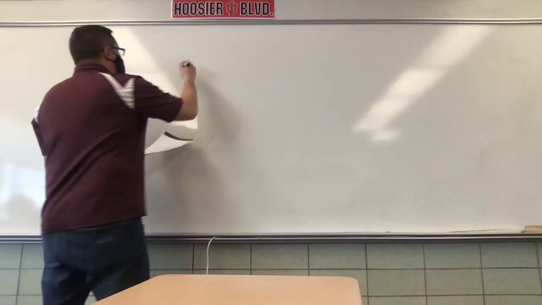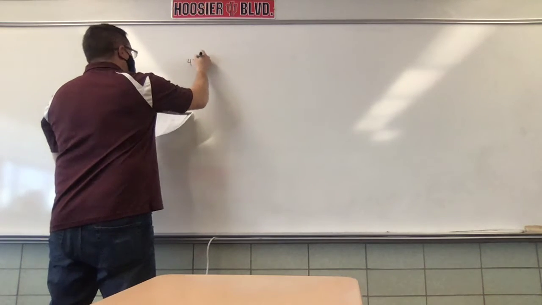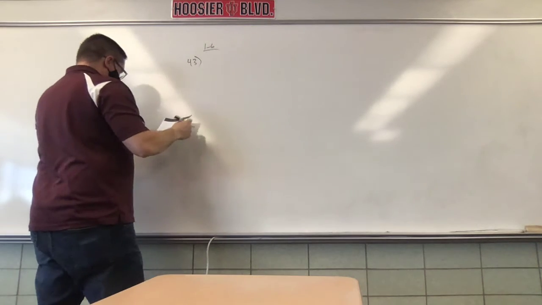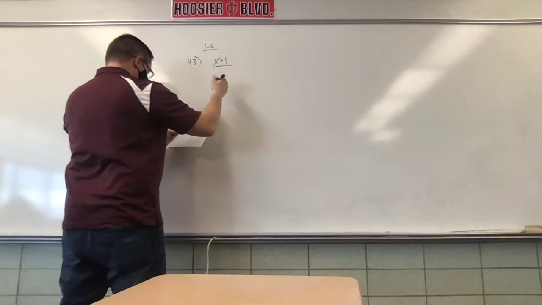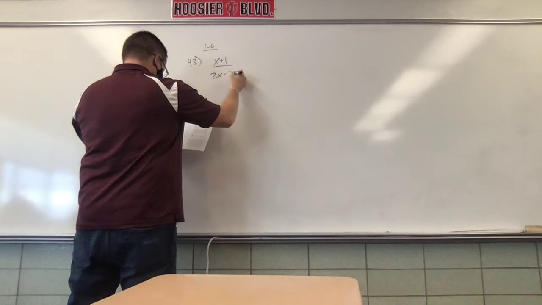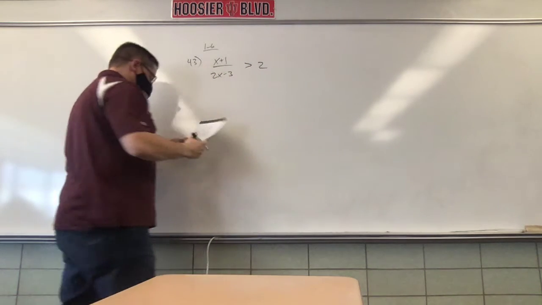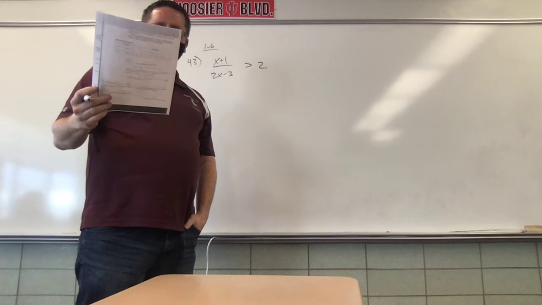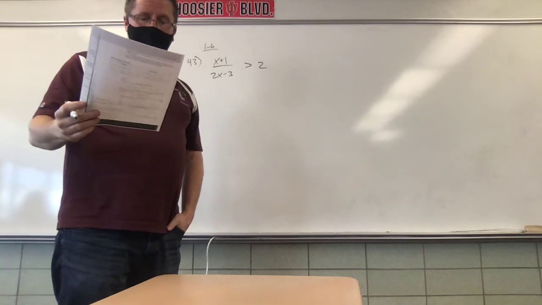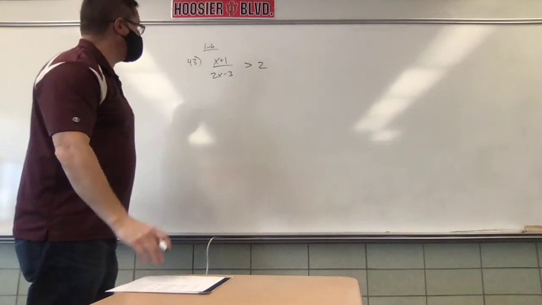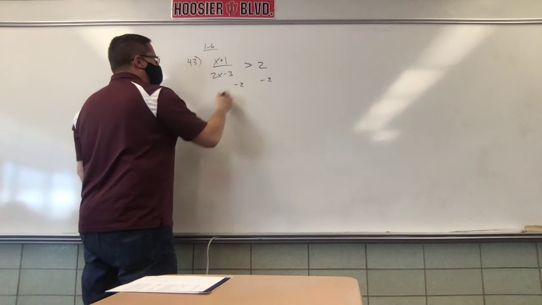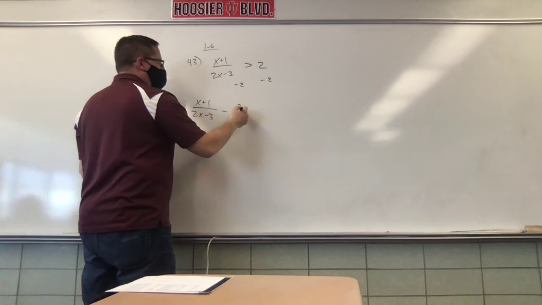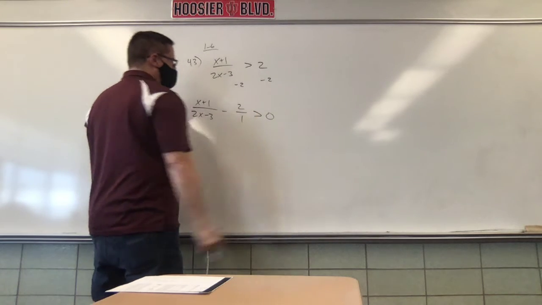Okay, so let's look at number 43. This is on worksheet 1-6. Okay, so we have x plus 1 over 2x minus 3 is bigger than 2. This might be the first problem that's like this. We don't have 0 on one side, so we got to subtract off that 2. So minus 2 and minus 2, so we have x plus 1 over 2x minus 3 minus 2 over 1 is bigger than 0.